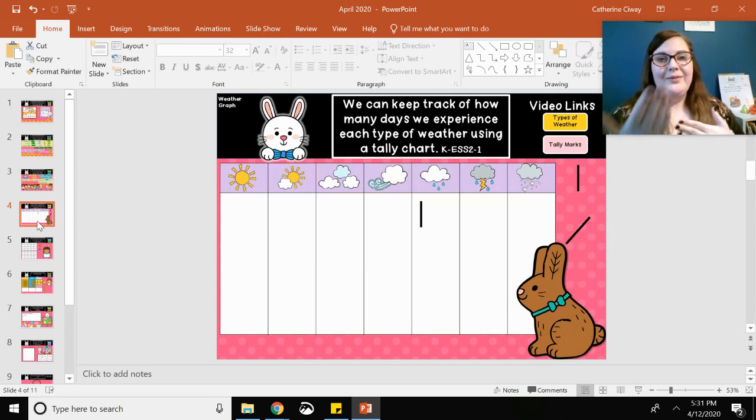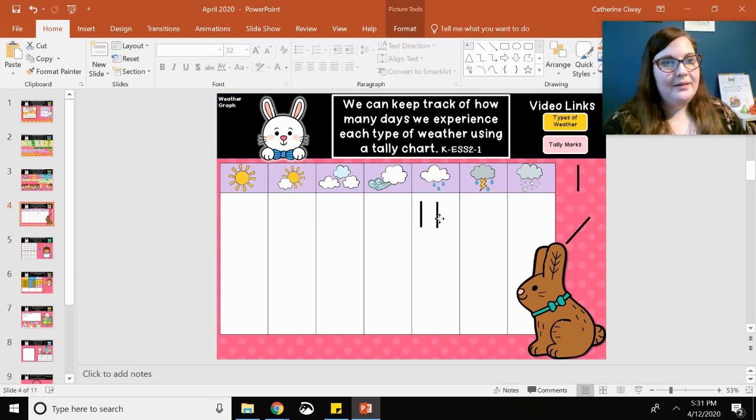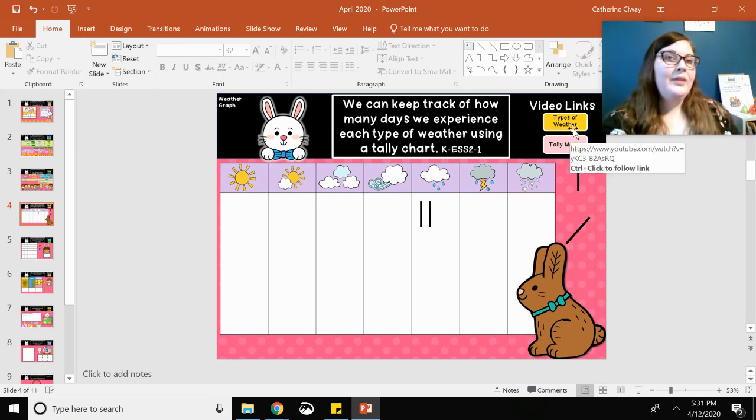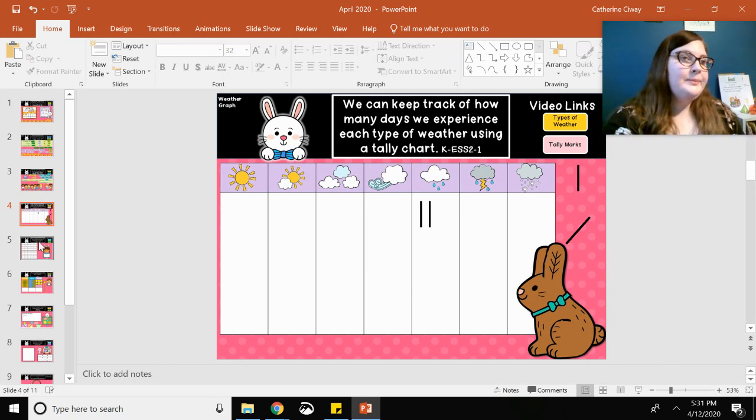That means that we have to add another tally mark to the rainy graph. Now, have we taken information every day this week? No. We're only doing this about once a week. So our information isn't going to have as much as if we were doing this every single day. We've talked about tally marks together, and we're continuing to work on the types of weather as a whole class. So I don't think we have to look at that.